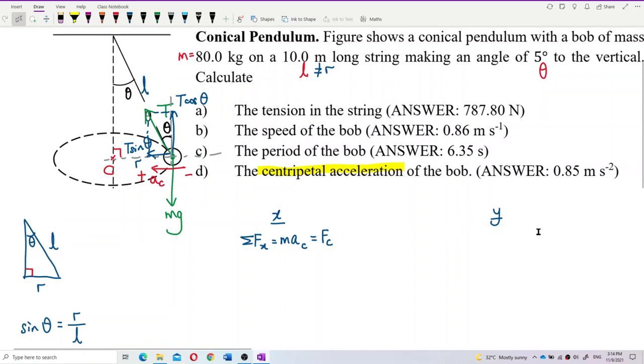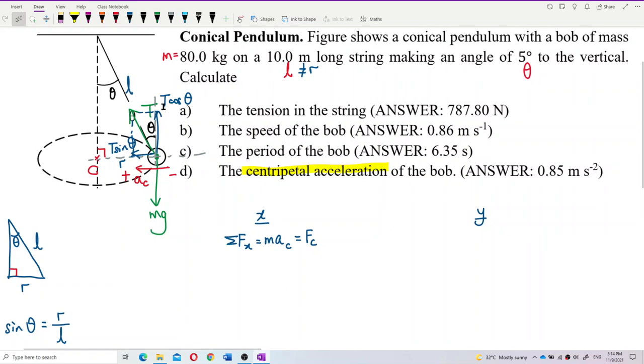Whereas for the y component, it has no acceleration. Acceleration is in the x component. In the y component, no acceleration. So the y component is in equilibrium. There's no resultant force in the y component. So total Fy is zero.